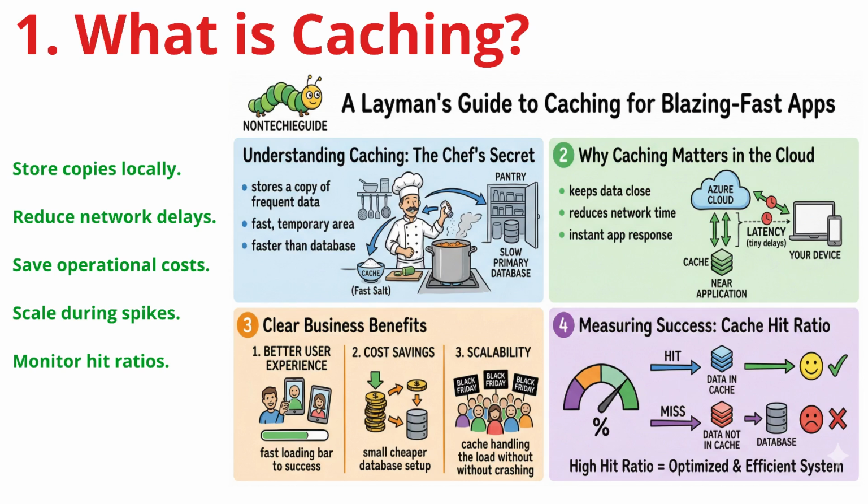In the digital world, the pantry is a slow primary database, and the bowl on the counter is your cache. When millions of users are streaming, banking, or scrolling, we can't afford the latency, those tiny, annoying delays caused by fetching data from far away. By keeping a copy of popular data right next to the application in the Azure cloud, everything feels instant. It's not just about speed, it's a brilliant business move. It saves money by letting you use smaller databases, and it keeps your app from crashing during huge traffic spikes like Black Friday. When your cache hit ratio is high, it means the system is finding what it needs in the fast lane, keeping your users happy and your costs down.